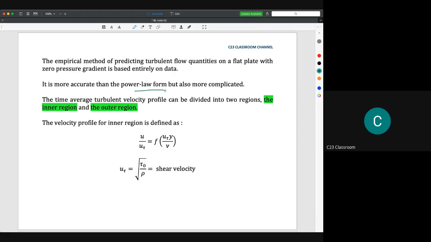The time average turbulent velocity profile can be divided into two regions, the inner region and the outer region. The velocity profile for the inner region is defined as U over U tau equals F. Equals F here means equals the function of U tau, Y, and nu. Nu here is the kinematic viscosity.